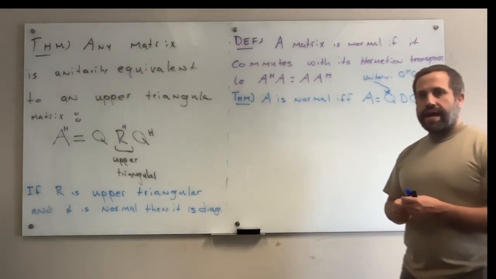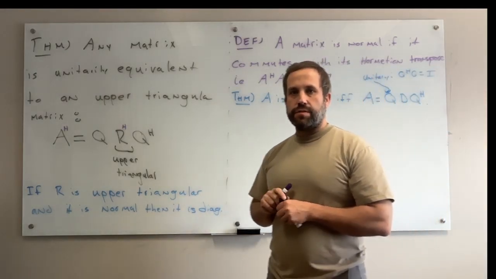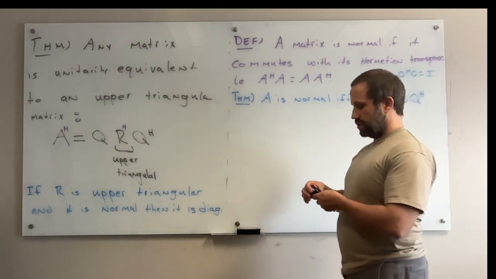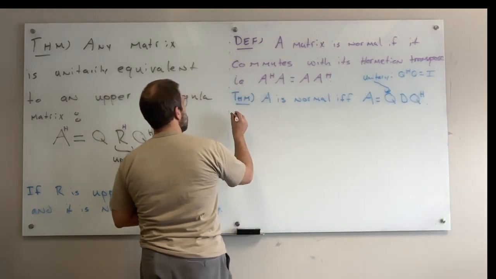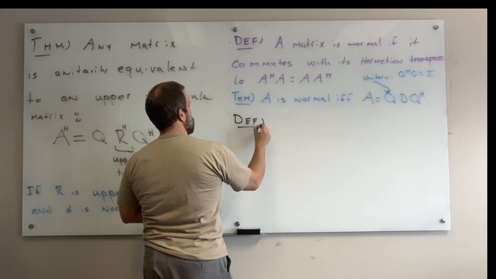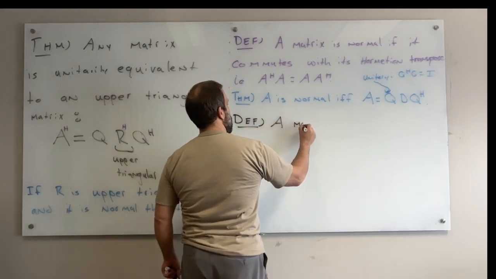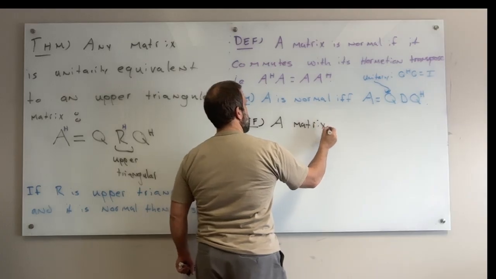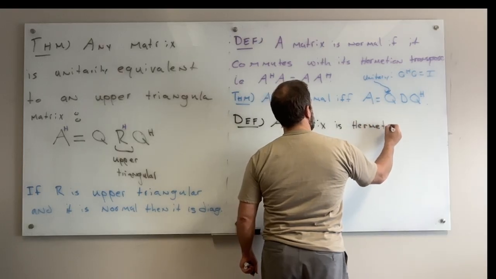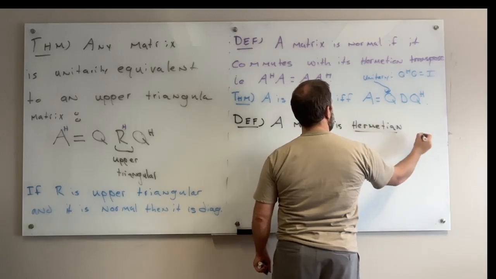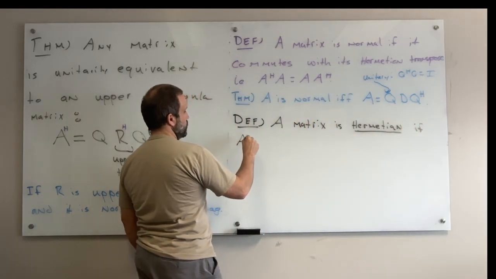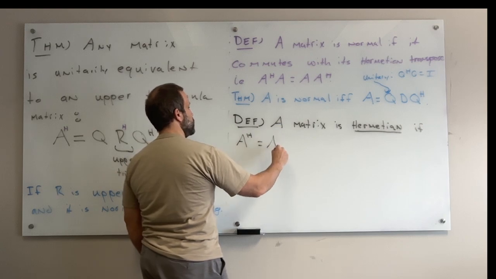Okay, so there is an even more special type of matrix that is a subclass of normal matrices. These are called Hermitian matrices. So this is a definition. A matrix, and I'm pretty sure I've given this already, a matrix is Hermitian. Another word for this is self-adjoint. A matrix is Hermitian if it's equal to its Hermitian transpose. A^H is equal to A.